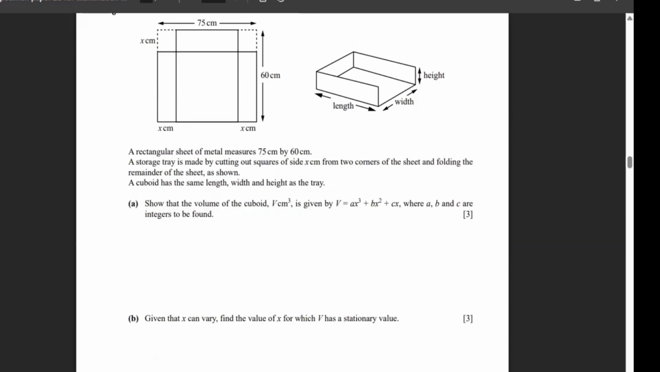Question 6 is a differentiation max min question. They say the rectangle sheet of metal measures 75 by 60. A storage tray is made by cutting out squares of side X from 2 corners of the sheet and folding the remainder of the sheet as shown here. Show the volume is this. So let's check what is the length. The length here, since we remove this X, will be 60 minus X. And then my width is this 75. Here remove X, here remove X, so means 75 minus 2X. The height folded up is X. So we can confirm V is this times this times this.